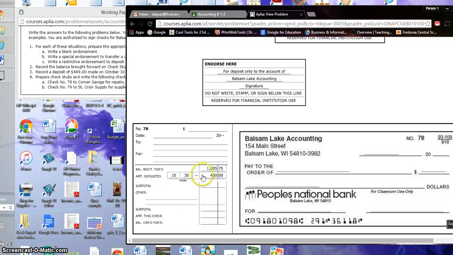And then we have a subtotal, so we're going to have our balance brought forward, our beginning balance here, and we're going to add the amount that we deposited. So think of this as like your own checking account. If you had $1805.75, you deposited $489, add them together, and you would have $2294.75.